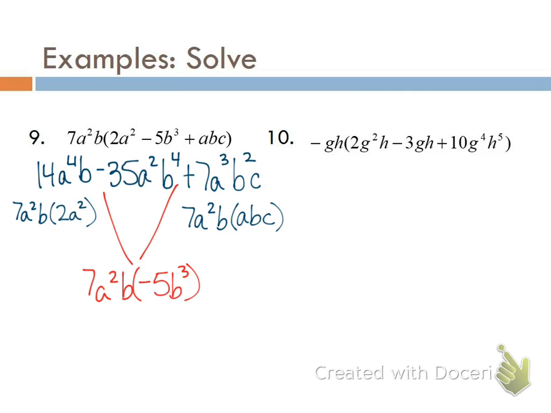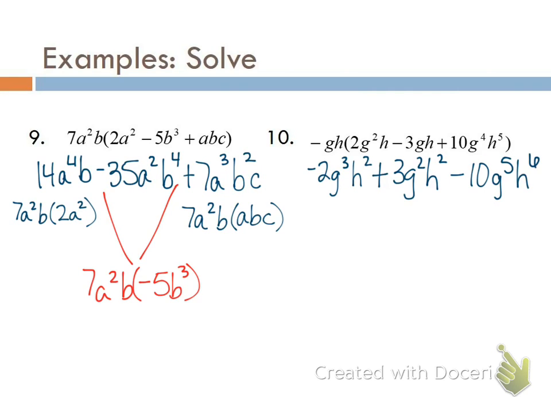Okay, so negative 2g to the third h squared, good? Plus 3g squared h squared, good? Negative 10g to the fifth h to the sixth. Sounds good to me. Questions on number 10?